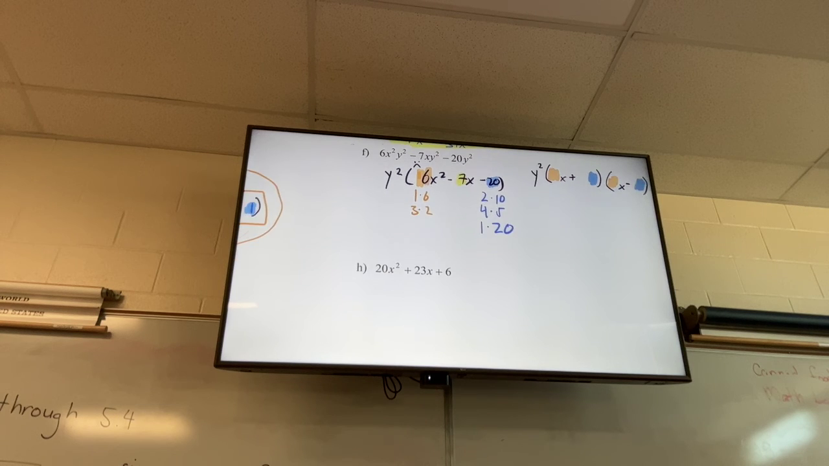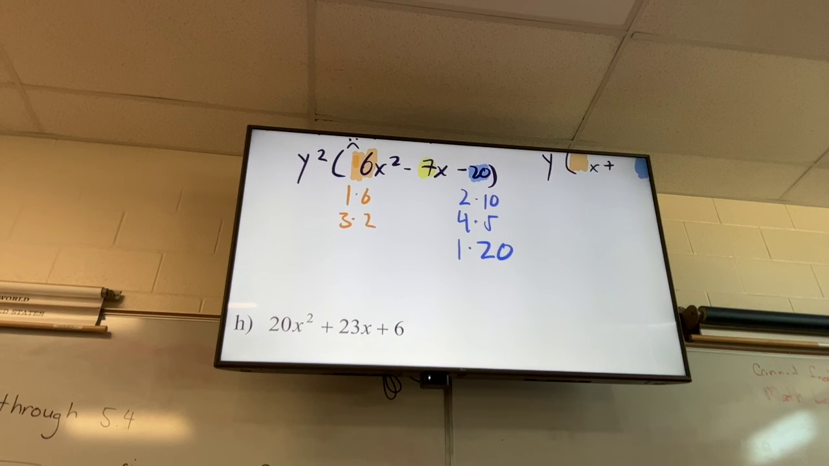So let's try this out. Kate, you see any pairs up there? When you do the outer and the inner multiply together and subtract, you get 7. No.